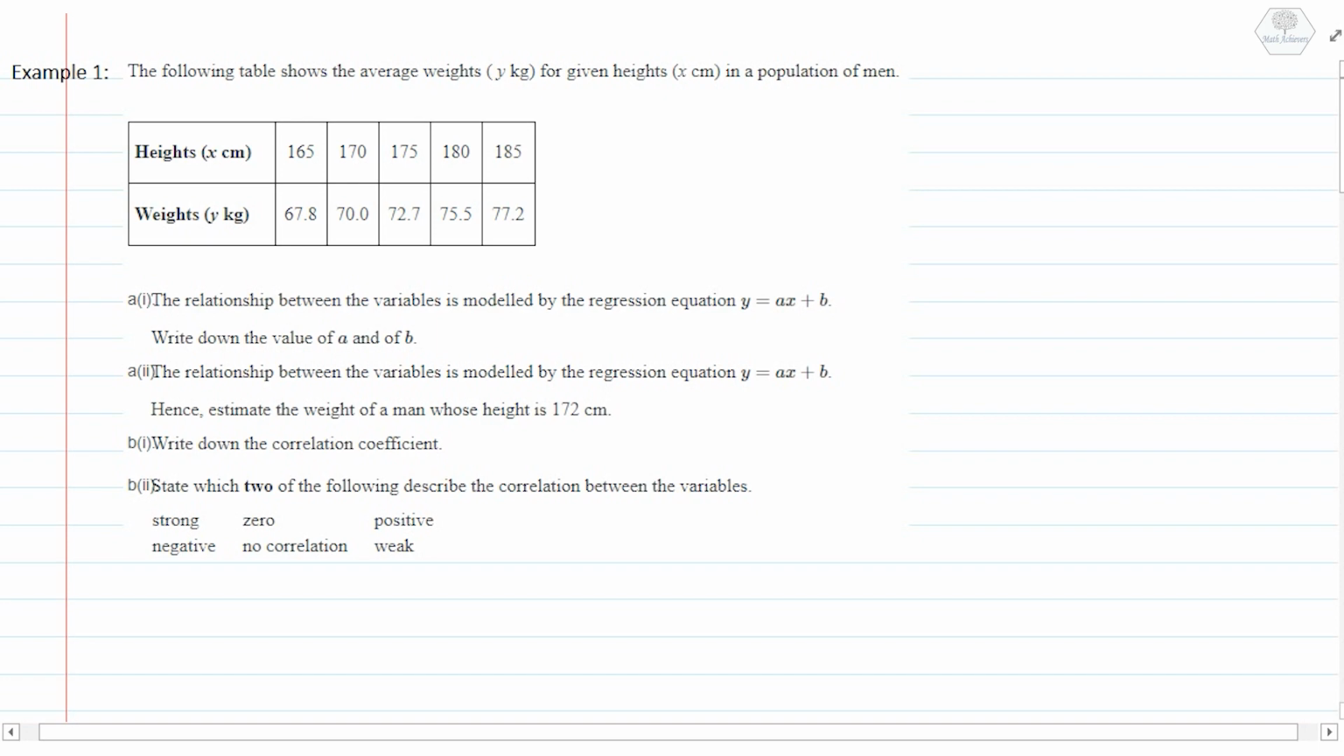Part A I, the relationship between the variables is modeled by the regression equation y equals ax plus b, which is a linear regression. Write down the value of a and b. Okay.